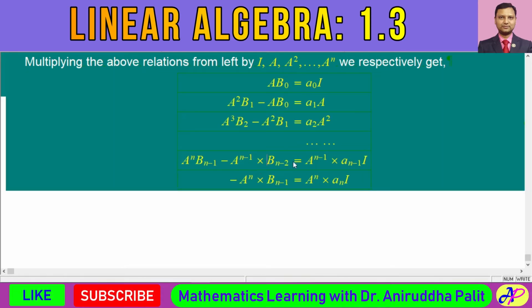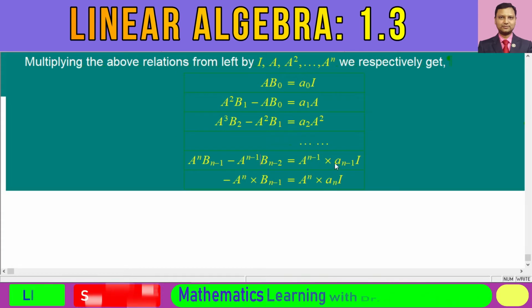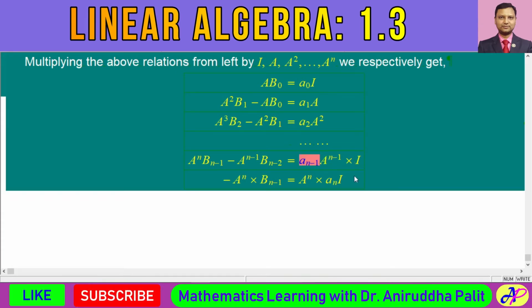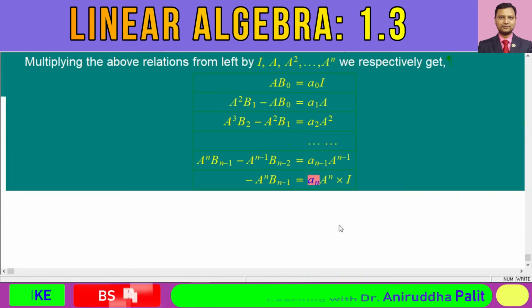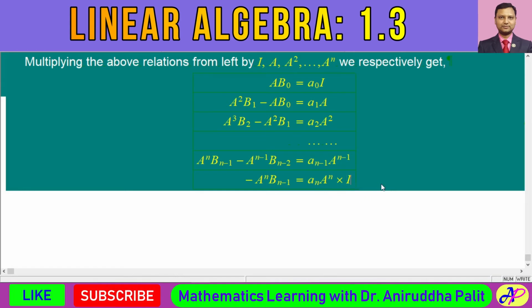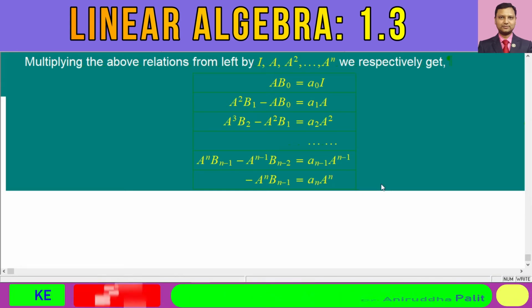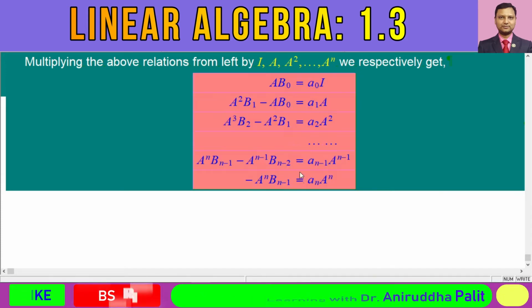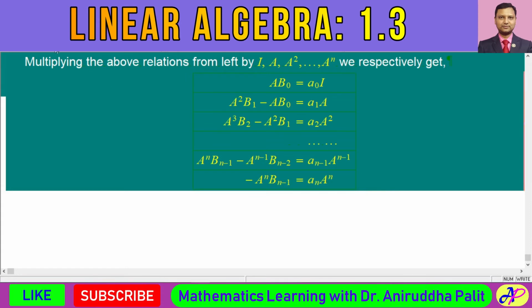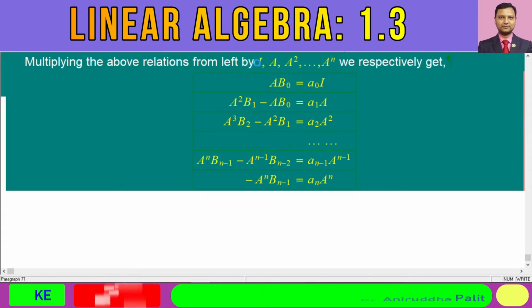So this is A to the power of n minus 1. Again, this is a scalar quantity, so let's write it on the left, and multiplication by identity matrix will keep it as A to the power of n minus 1. Again, this A to the power of n into B_{n-1}. And this is again a scalar, so let's keep it on the left side, and multiplication by identity matrix will keep this as the right hand side equal to A to the power of n. Alright, so these are the simplified forms we have after multiplication from the left side.